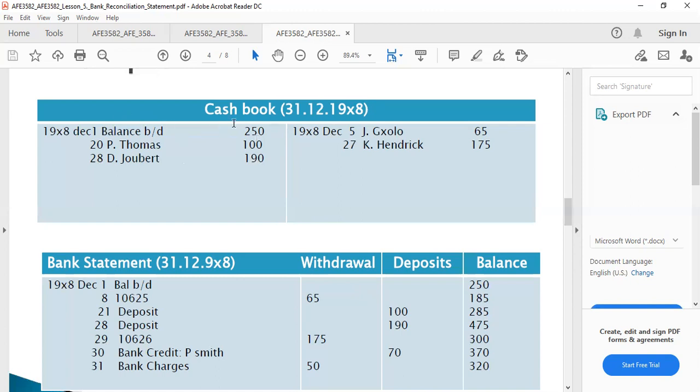You do not compare the balances, you only compare the figures, or you only compare the transactions. You understand? Okay, now let's start comparing. We start off with our cash book on the debit side and the bank statement on the credit side. So we have $100 of P Thomas in our cash book. We have $100 in our bank statement, ne?